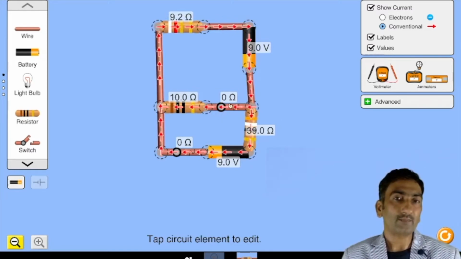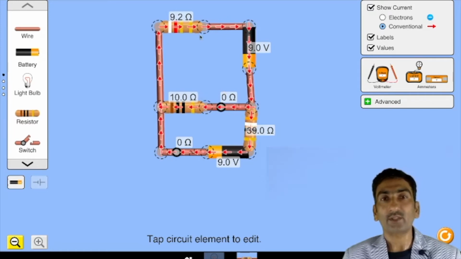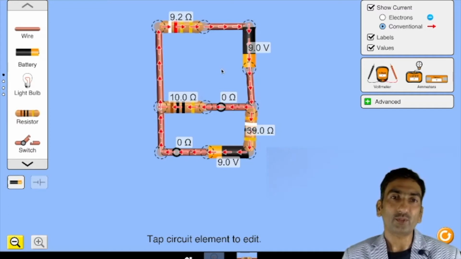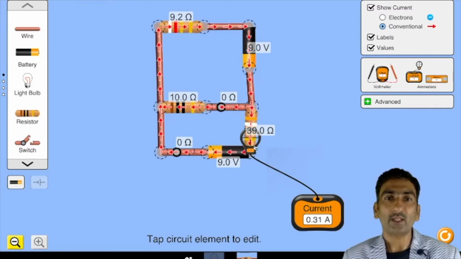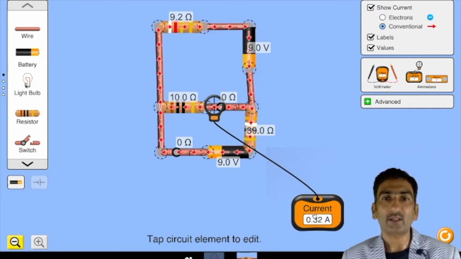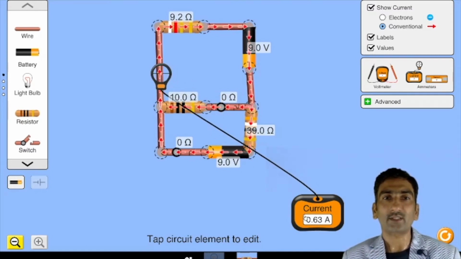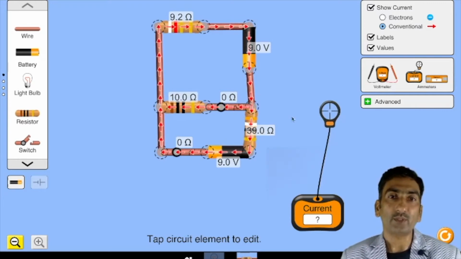Now if you want to solve what current is flowing in which branch, you have to use Kirchhoff's rules. How many currents are there? At every point you will get a different current here. Across this branch the current is 0.31, across this side the current is 0.32, and across this one the current is 0.63.